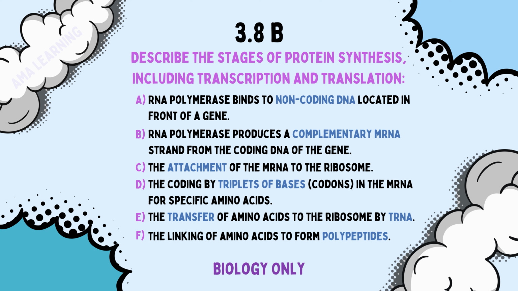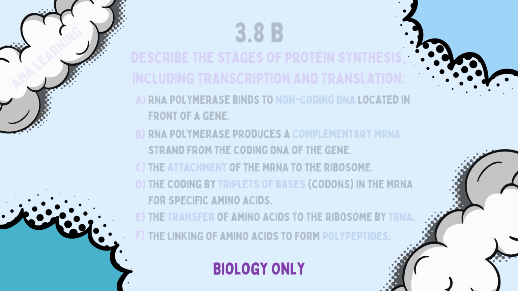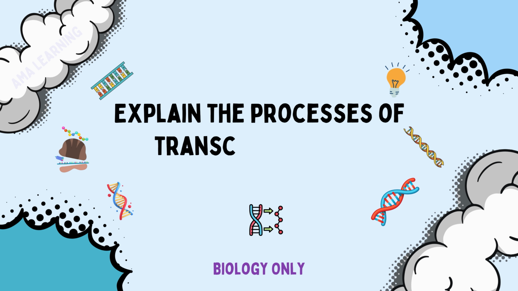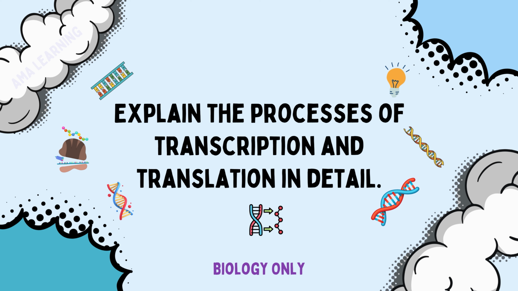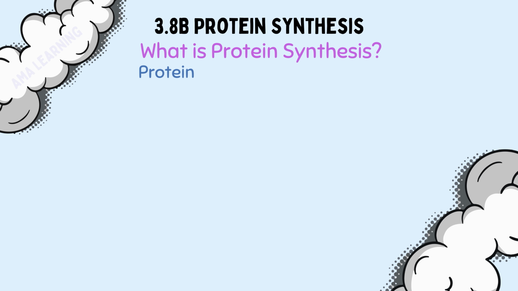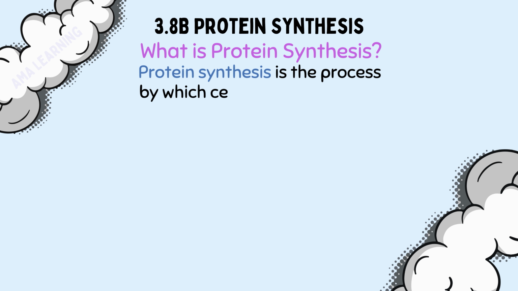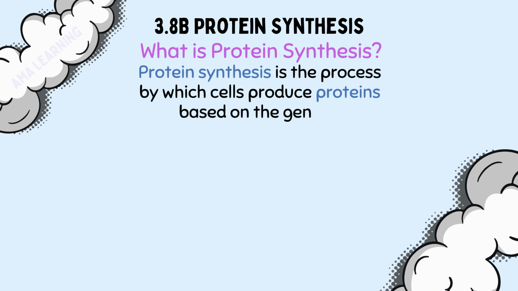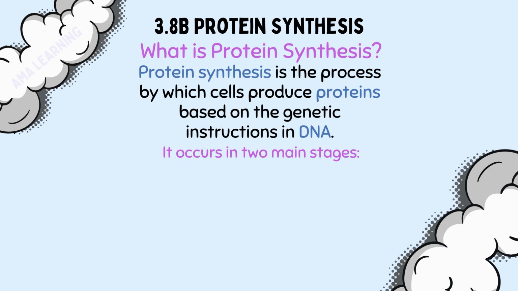This is a biology-only specification point. To successfully answer any GCSE questions linked to this topic, you will need to know the transcription and translation process in a lot of detail. Protein synthesis is the process by which cells produce proteins based on the genetic instructions in DNA. It occurs in two main stages: transcription and translation.